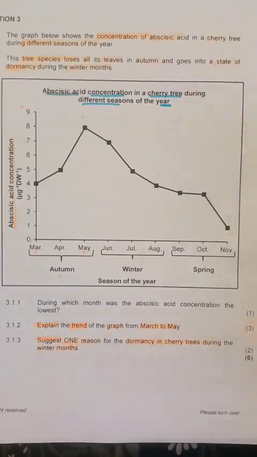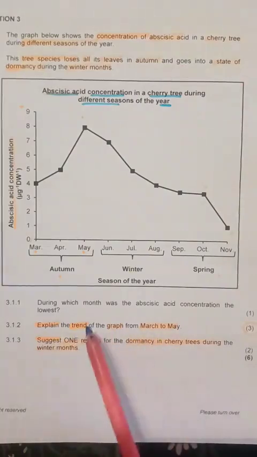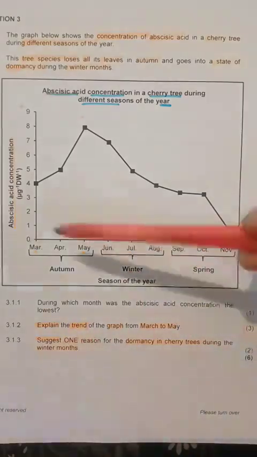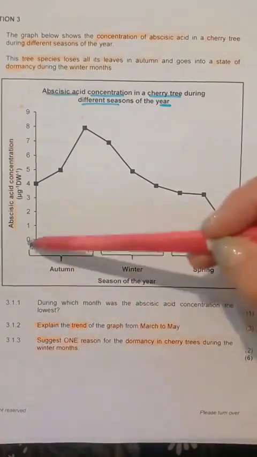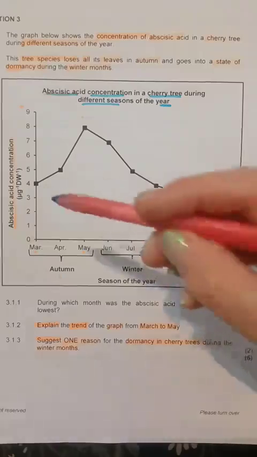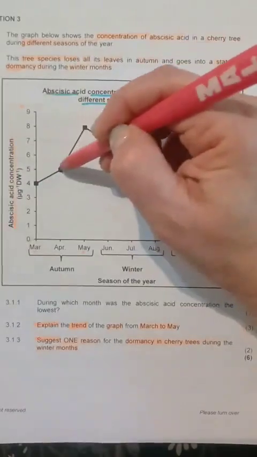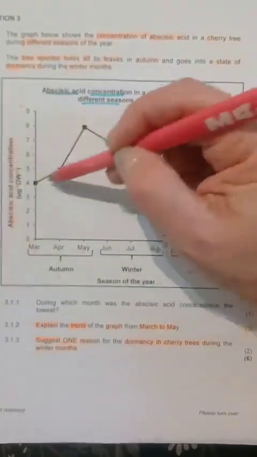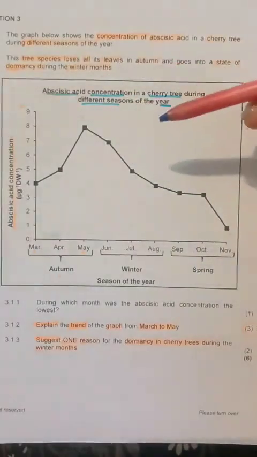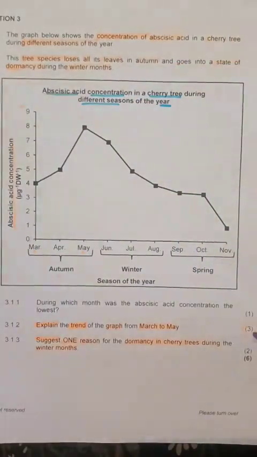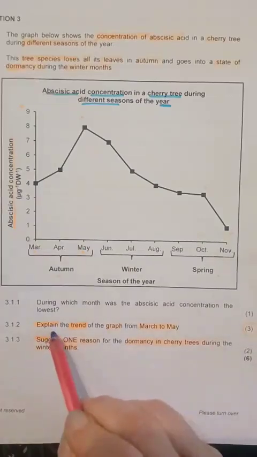So let's look at the difficult question: explain the trend of the graph from March to May. So the trend is, what do you see in the graph? So here's autumn. They want it from March to May, right? Now, have a look. It starts here, and then it starts to increase. Can you see? It's quite a big increase there. So the abscisic acid concentration is increasing. That's the trend that you see. It's 3 marks, and you have to explain this trend now.